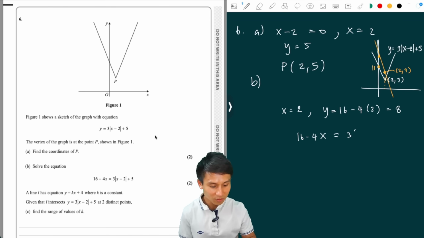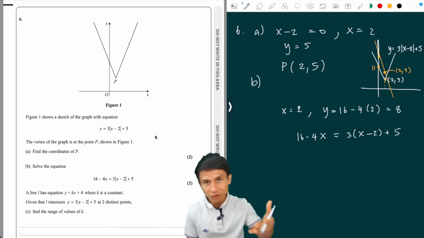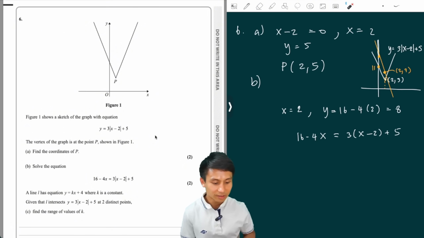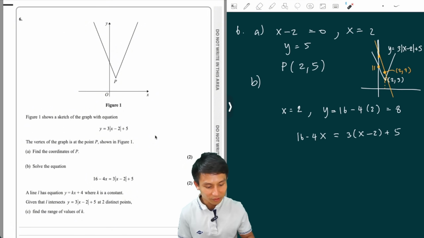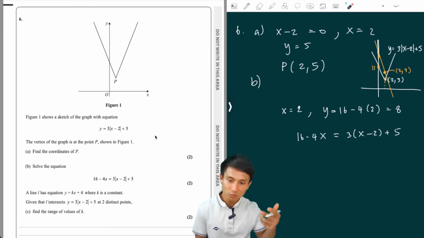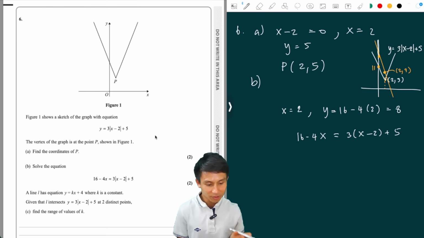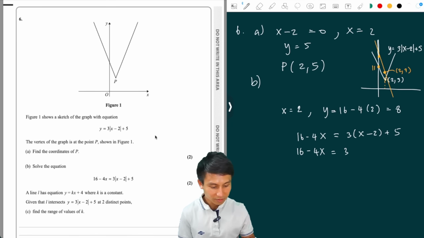So I'm just doing 3x minus 2 plus 5. And if you did want the negative part, then you would have just had to put a negative like that and times 3. Just put one negative in. But this time we want a positive because we know that it will cut there. So we solve the equation, just do the algebra here.